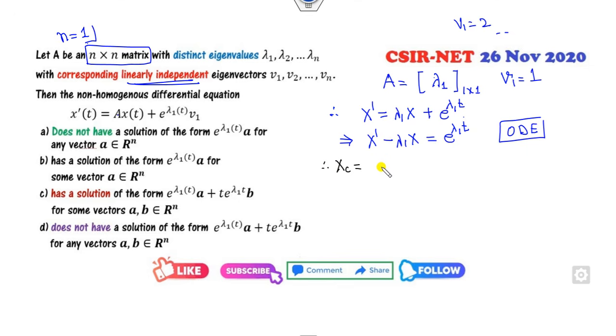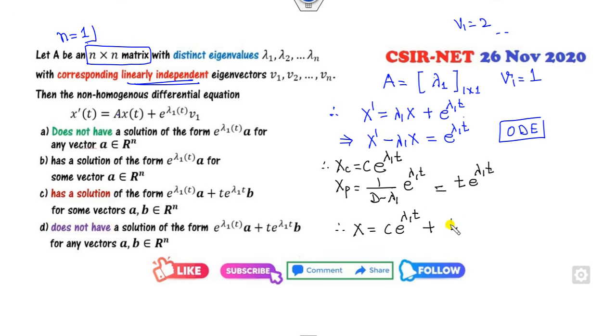So once you know the single ordinary differential equation, can you find the homogeneous solution? e raised to power lambda 1 into t times a constant. Can you find the particular solution? 1 over D minus lambda 1, e raised to power of this. So what does this mean? It's 0, so I can multiply by t, e raised to power this over 1. So my complete solution is c e raised to power lambda 1 t plus t times this.